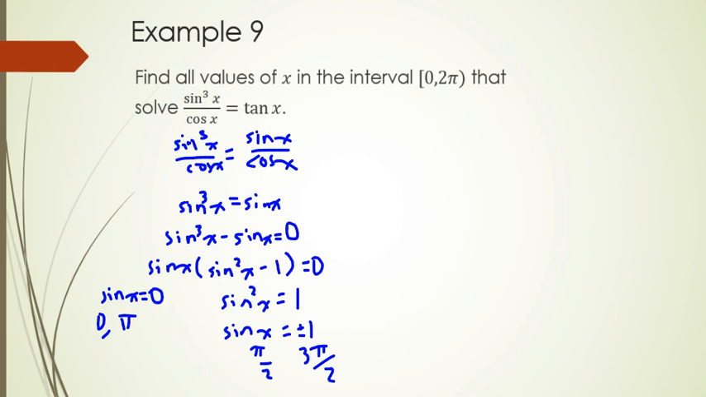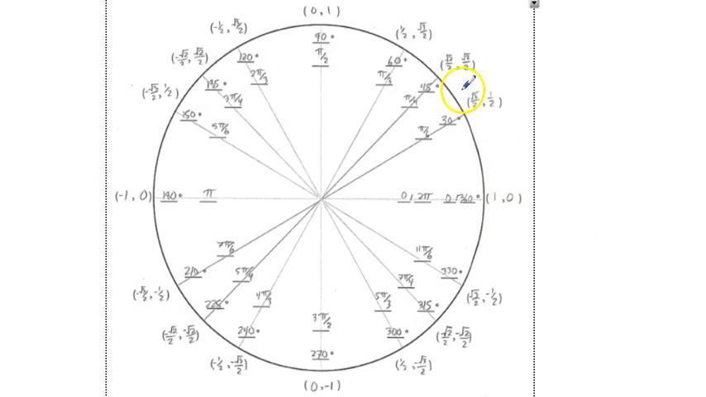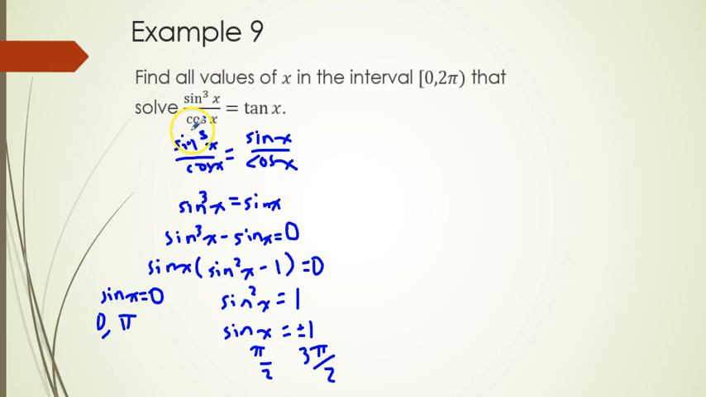Well, out of these four answers, cosine of x is based on the x coordinate, so that would mean I don't want an x coordinate of pi over 2 or of 3 pi over 2, because both of those would make the denominator of this fraction equal to 0. So I actually need to cross out the pi over 2 and the 3 pi over 2 solution.